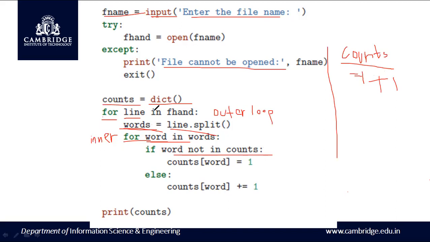So that is the concept of counting the occurrences of the words in a text file. Finally, it prints the counts, that is, each and every word and how many times it has appeared in the text file. That will be the output for this program.